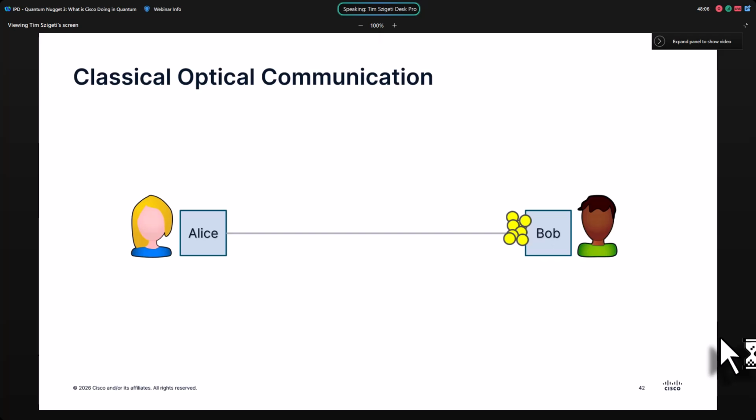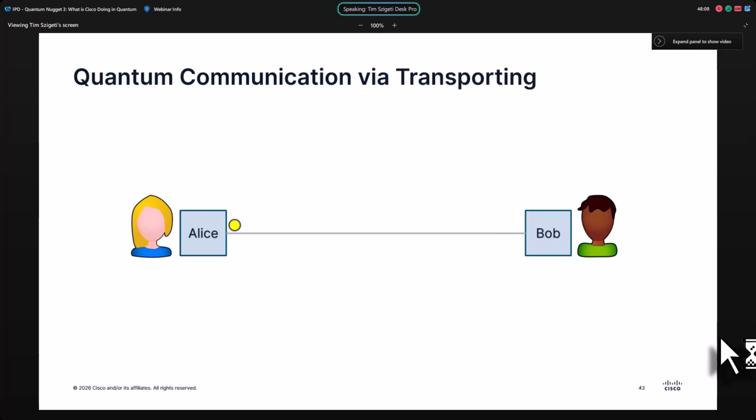But if we're dealing with single photons, and we have a single photon that's encoded with a qubit state, a quantum state, and we send that and we lose it, now we've lost all our information. And this is very difficult to manage because we're dealing with something so tiny and so fragile. And if we lose it, we're done. So then how do we get by this?